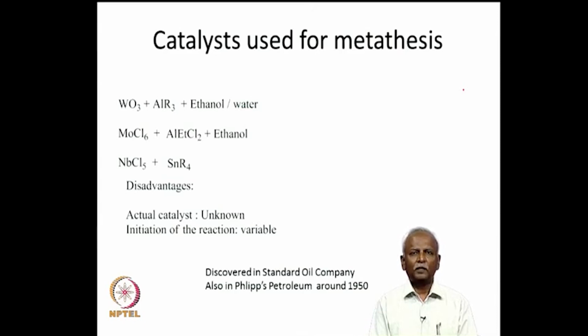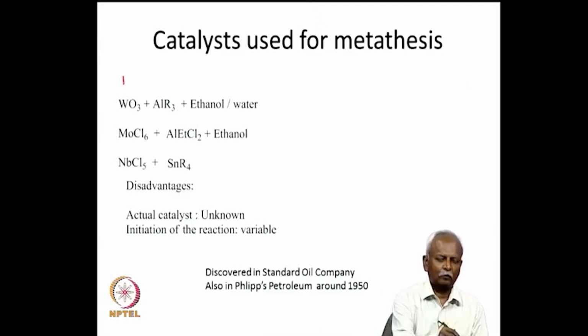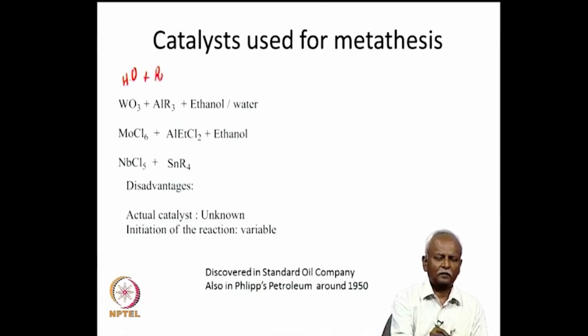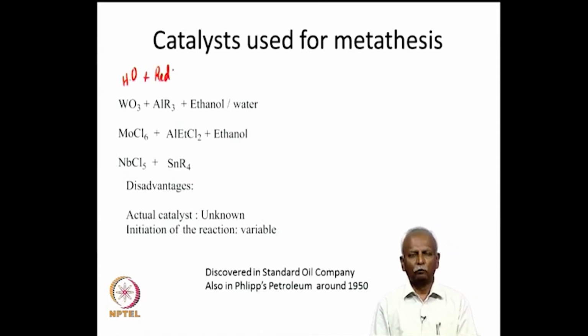In general, it could be said that an early high oxidation state metal ion or a metal complex, an oxide or a chloride was used, and this was followed by a reducing agent. So, this is the high oxidation state metal that I am talking about, and then this was combined with a reducing agent. Very often this was an aluminum alkyl species, aluminum alkyl or aluminum alkyl chloride, and then surprisingly small amounts of ethanol or water were required in order to initiate the reaction.